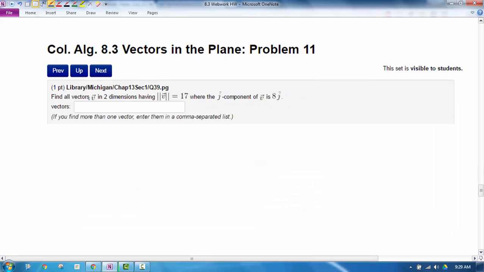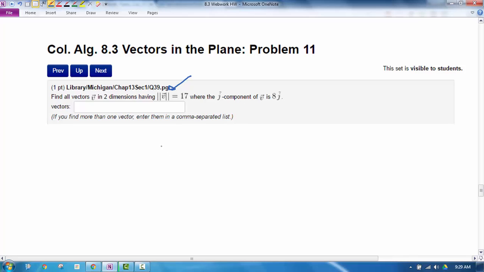Okay, the next problem says find all the vectors in 2 dimensions having a magnitude of 17. This stands for magnitude. Sometimes we'll use 1 bar to represent the magnitude of a vector. Sometimes the book uses 2. It just depends on who's writing the question. But keep in mind that means magnitude. I'll remind you of that. And the J component is 8.